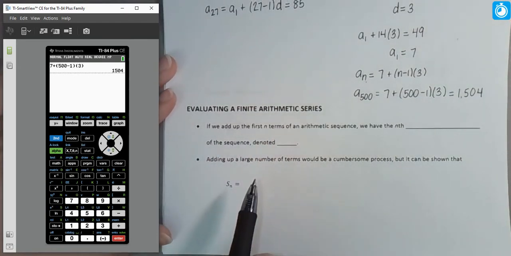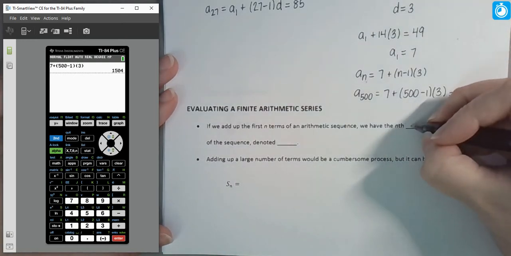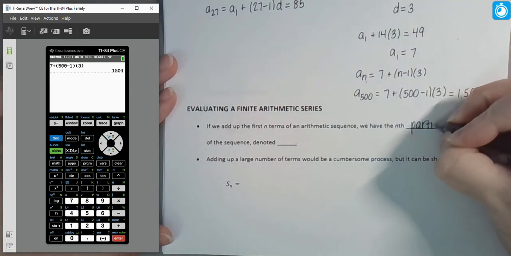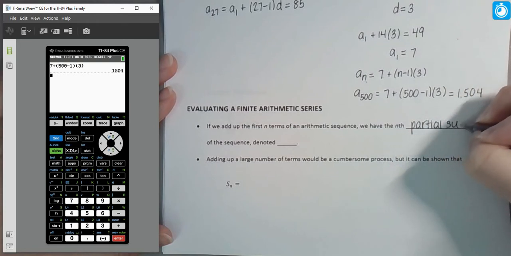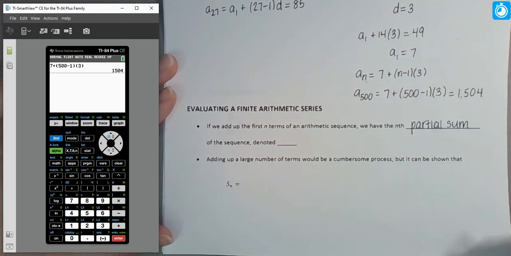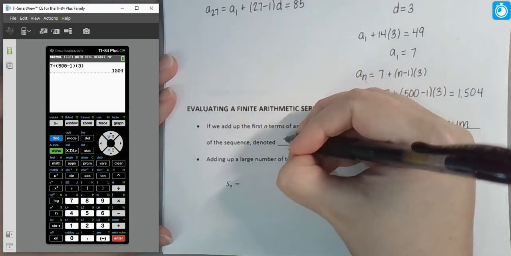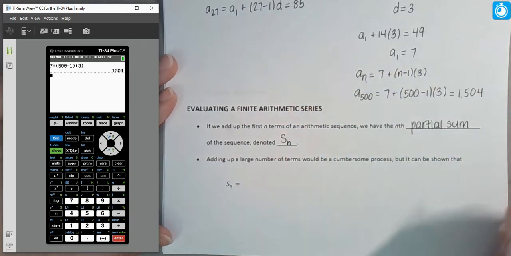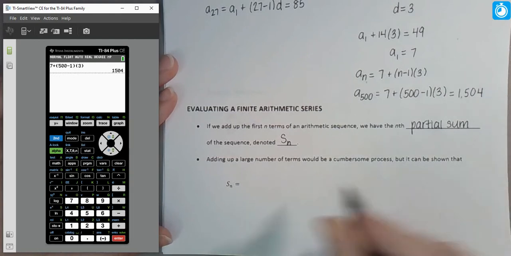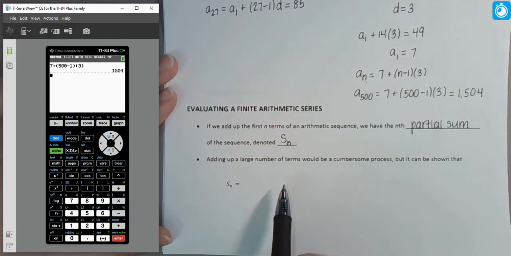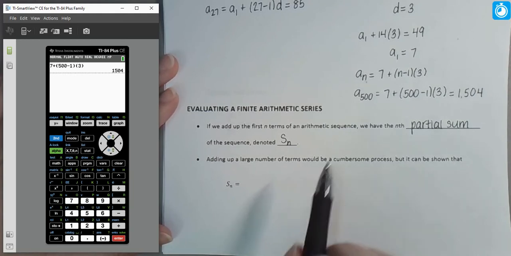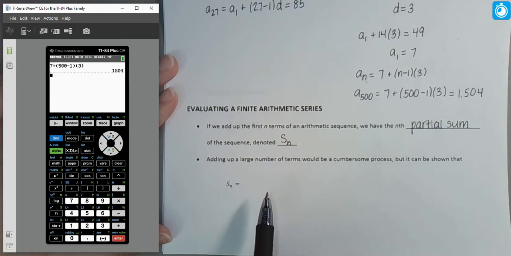So if we add up the first n terms in an arithmetic sequence, we have what's referred to as the nth partial sum of the sequence. And the notation for the nth partial sum is going to be capital S with a subscript of n. So n will have an actual value when we're actually evaluating a particular series. Suppose we wanted the first 100 terms in the series, well, we would add up 100 and n would be 100. Now, adding up a large number of terms can be tedious.